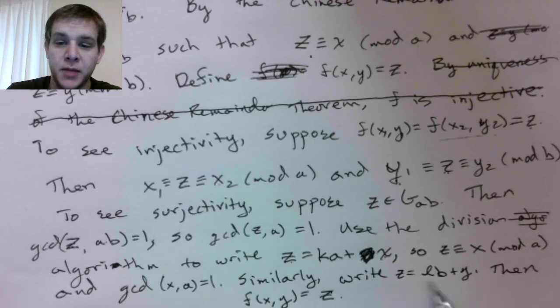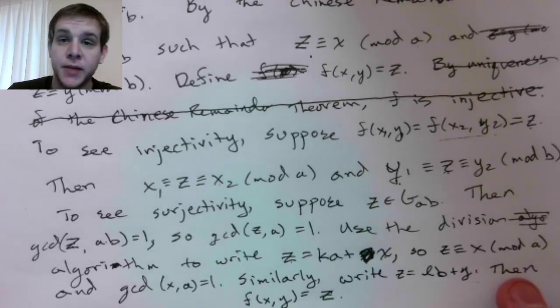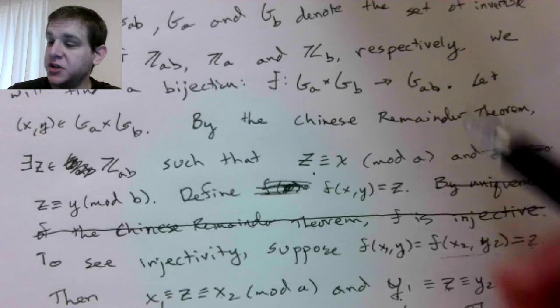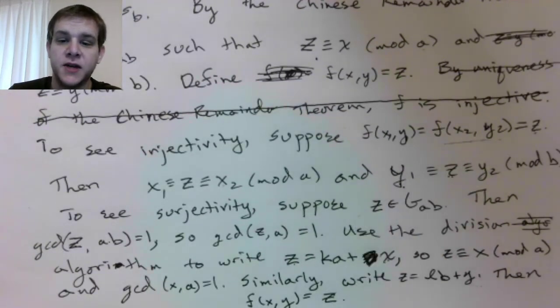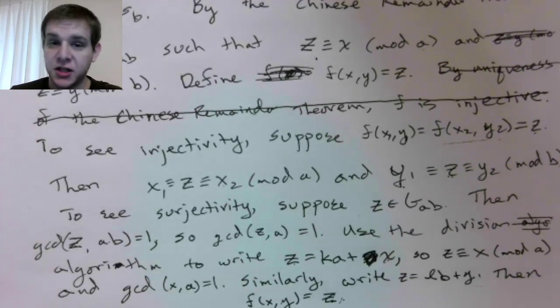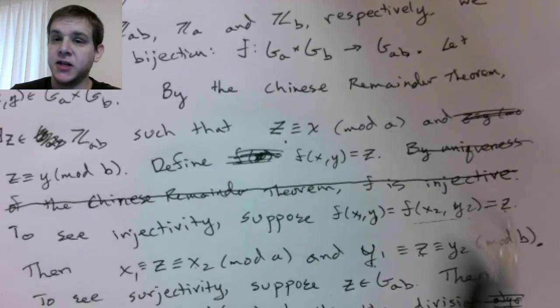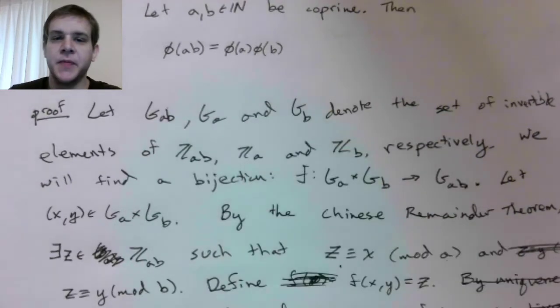and Y mod B. And what does surjectivity ask for? It says surjectivity means that whenever you give me an element of the codomain, which is in this case G_AB, so that's what I chose Z to be, I need to find a pair X and Y such that f of (X, Y) equals Z. So this proves that f is surjective. Because it's both surjective and injective, it's bijective, and I get that the cardinality of these two sets is the same, which is to say that phi of AB is phi of A times phi of B.